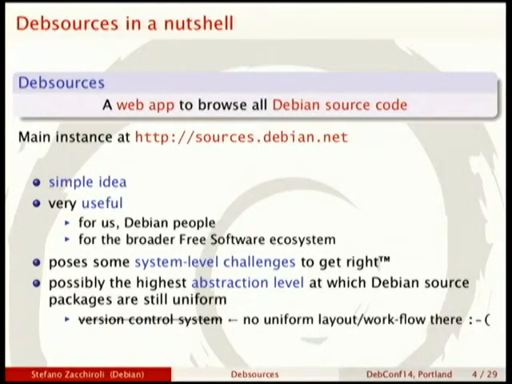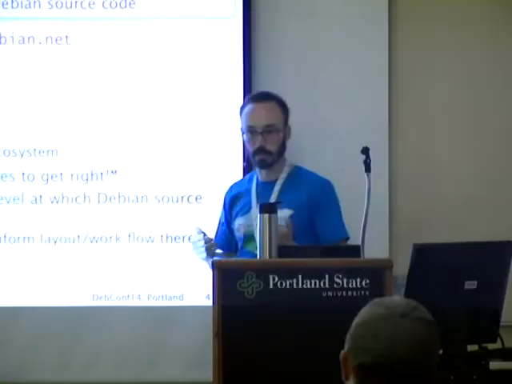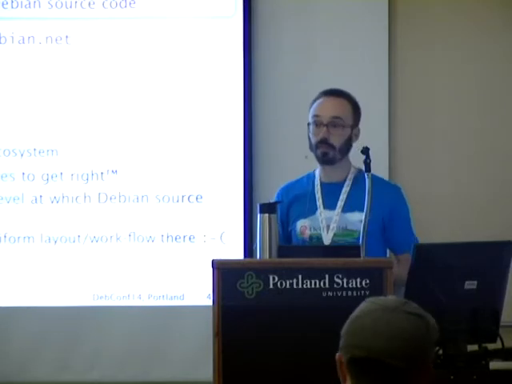So with the overview, in a nutshell, Debsources is essentially a web app that allows you to browse all Debian source code via the web. Essentially it's a source code highlighter in which you can pinpoint every single file contained in a Debian package and see what's in it. Okay? So the main instance is here. The idea is pretty simple, but it seems to be very useful.